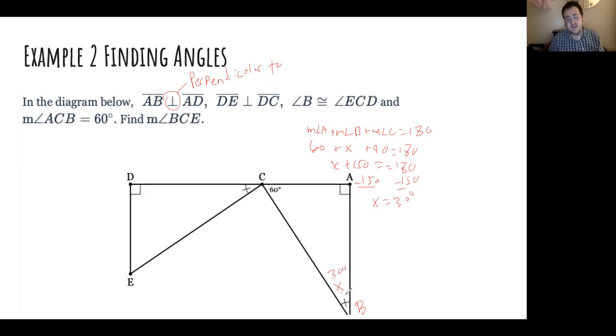And since I know that angle B is 30, the angle that is marked the same also needs to be 30. And they are asking us for the measure of angle BCE. And I will just outline what that angle is going to be that we need to find. So BCE.